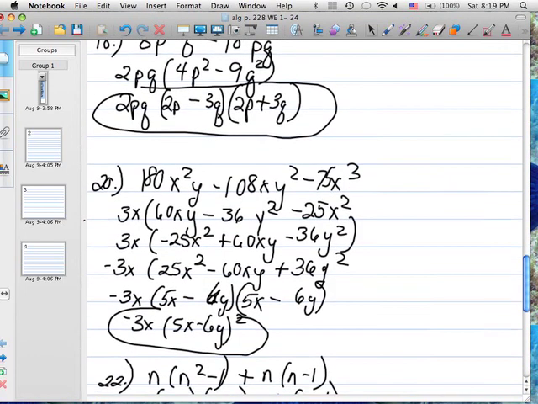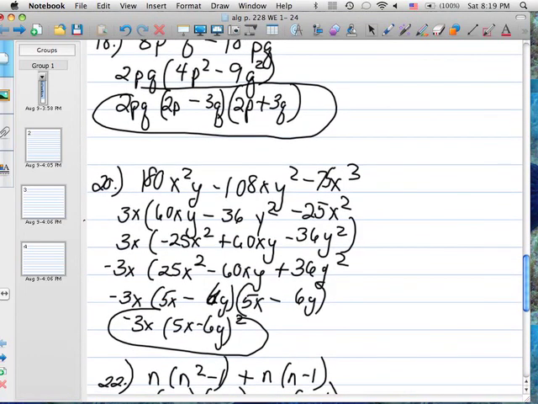Number 20. We have 180x squared y minus 108xy squared minus 75x cubed. You can pull out a 3x, and that leaves you 60xy minus 36y squared minus 25x squared. We need to get this in decreasing order, so I'm going to put the negative 25x squared first, plus the 60xy, and then negative 36y squared.